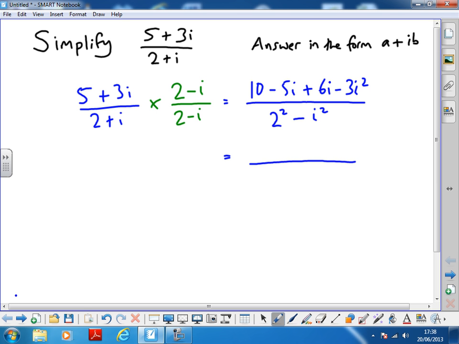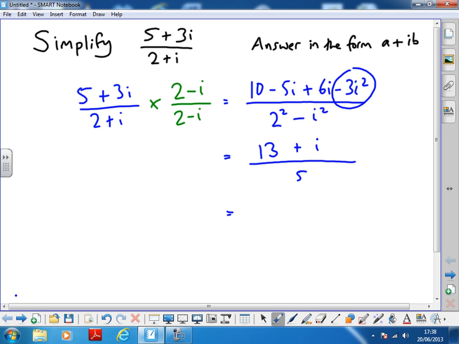The bottom is going to be 4 minus minus 1, in other words 5. Then on the top, this minus 3i squared means plus 3. So the real bit is going to be 10 plus 3, which is 13. The imaginary part is plus i.